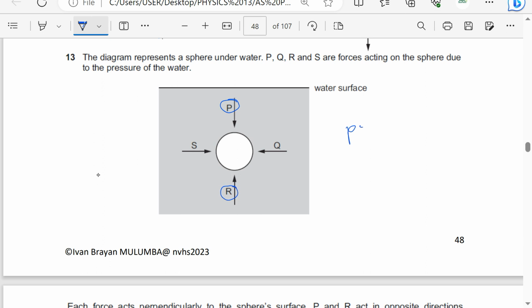It means the force R is greater than the force P because, remember, pressure is equal to force over area, and the pressure at R is greater than the pressure at point P. So the force at R is greater than the force at P. But the force at S is the same as the force at Q. Also, you should note that this force is less than the force at R. I think that makes sense to us.